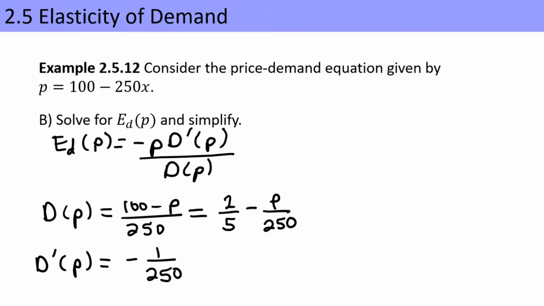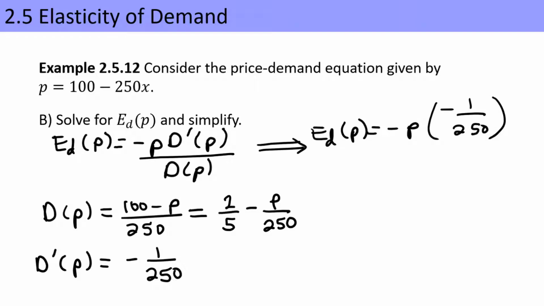Now let's put the parts into the elasticity of demand equation. So we would get that the elasticity of demand with respect to P is negative P. The derivative we obtained was negative 1 divided by 250. And the d of P function, we can either use the 100 minus P divided by 250 or the simplified 2/5 minus P over 250. I think the unsimplified version is easier to work with, so I will use 100 minus P divided by 250.